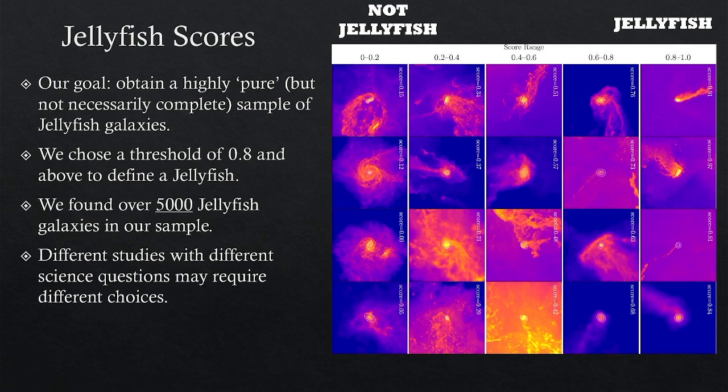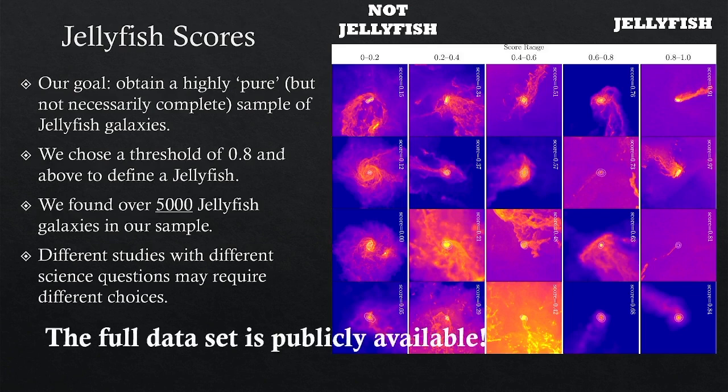And our goal in our project was to obtain a highly pure, but not necessarily complete, sample. So we wanted a sample which is jellyfish for sure, even if that means leaving out a few that might get a slightly smaller score. But if you want to do a project, you can take our data and set your own threshold and decide what you call a jellyfish galaxy. So we chose a threshold of 0.8 in scores, and doing that gave us a sample of 5,000 instances of jellyfish galaxies in our simulation. It's a huge number. And as I said, the full data set is publicly available. I'll throw up a QR code if somebody really wants to go and look.